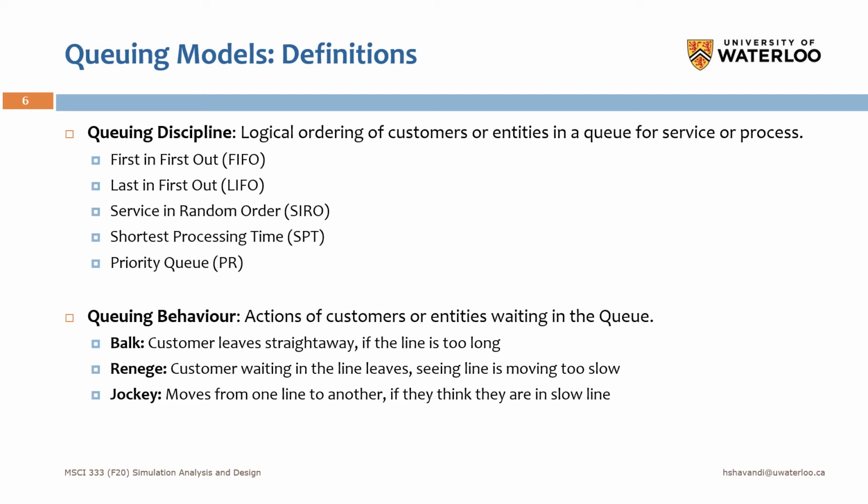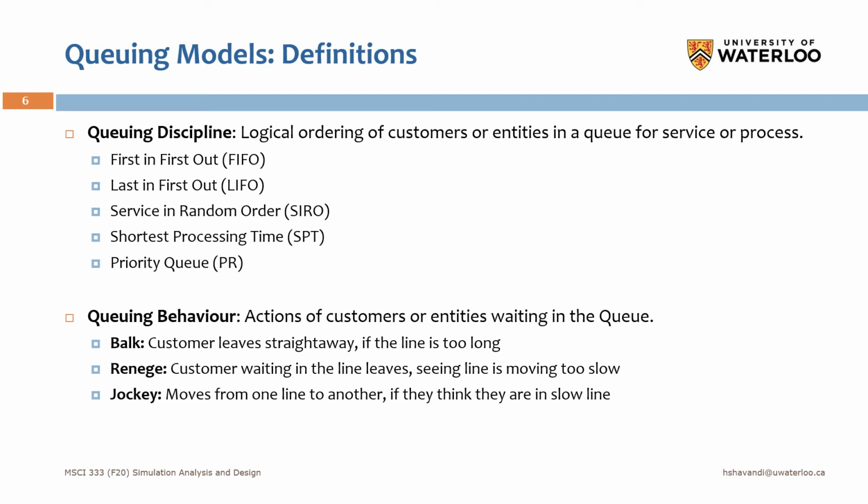Reneging, or renege. In this case, a customer joins the system even if the line is long. It joins the system, but after a while waiting in line, if the customer observes that the line is so slow, then the customer will leave the system without having the service. So this is called reneging.